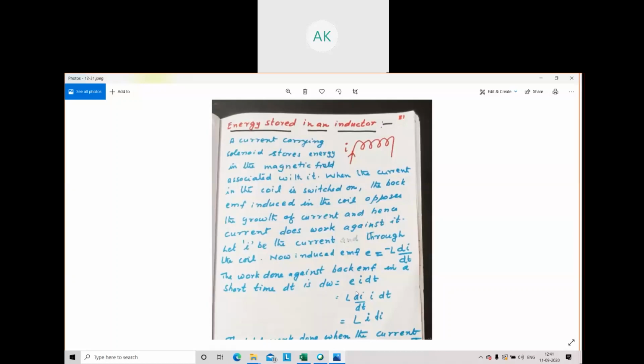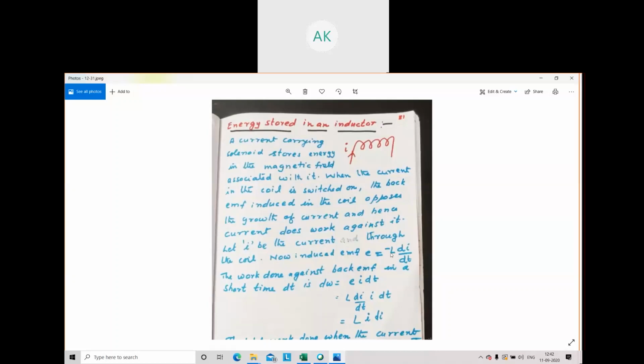So which equation do we start with? Power equation. Power equals EI. Power is work done by time. So work done equals EI dt. From that equation we begin. So what is the EMF induced? Opposite to that, the battery has to do work. In order to send current, our battery has to do work.